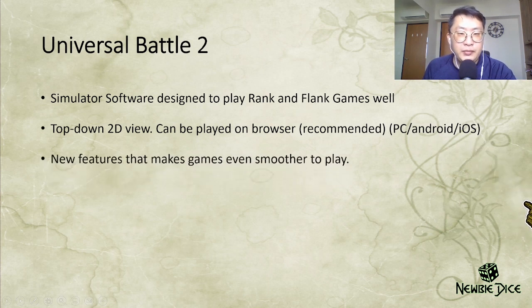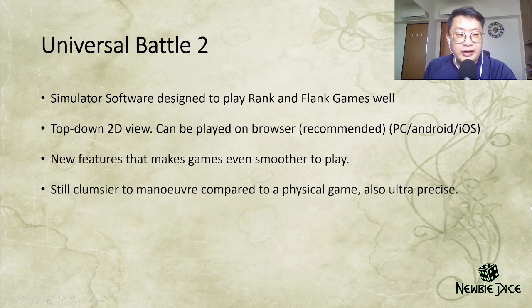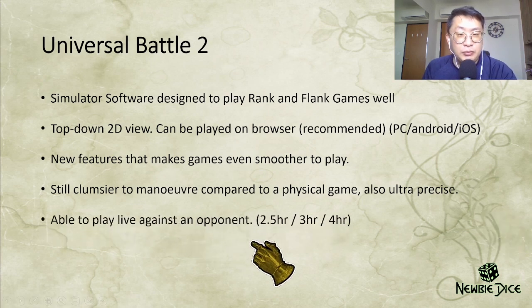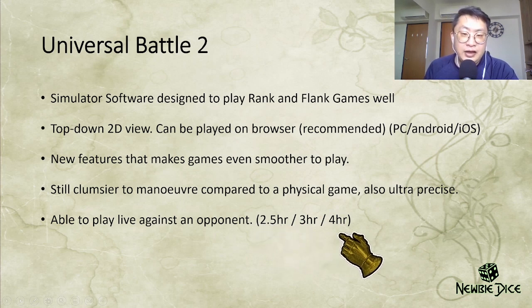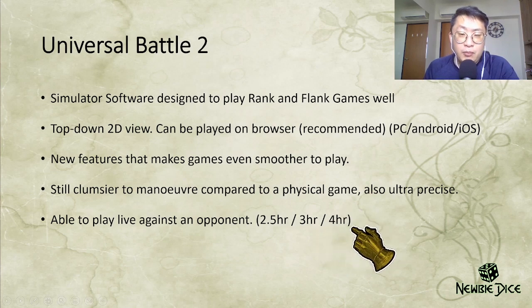There are new features that make the games even smoother to play, though of course it's still not as easy as a physical game where you can just pick up the models and place them. It's also ultra precise. I can measure exactly 5 inches and not 5.1, an exactly 2-degree pivot. If you play against an opponent live, it will take about 2.5 hours if you're fast. Most games I find take about 3 hours, and if both players are a little slow, it will take up to 4 hours.